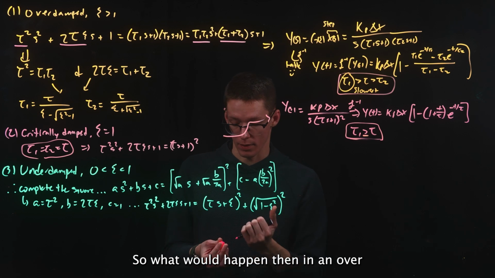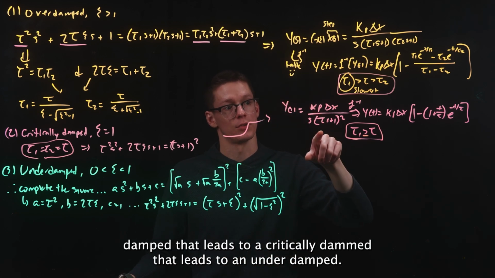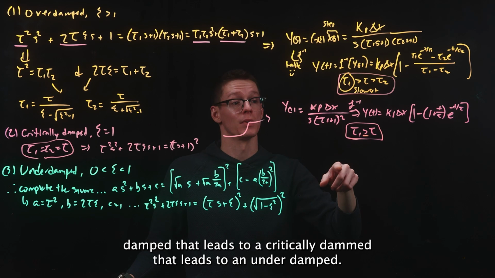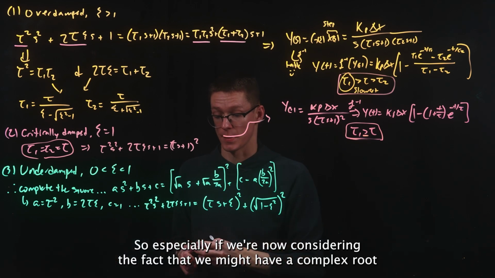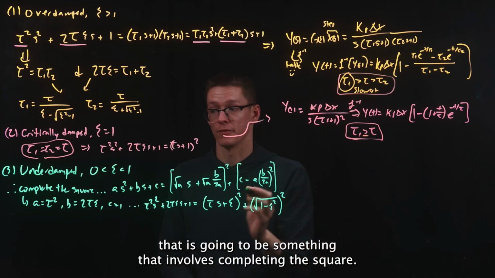So what would happen then in an overdamped that leads to a critically damped that leads to an underdamped? Especially if we're now considering the fact that we might have a complex root, that is going to be something that involves completing the square.